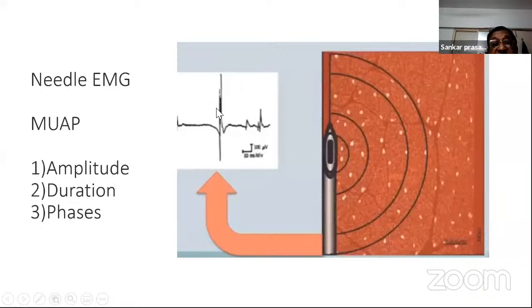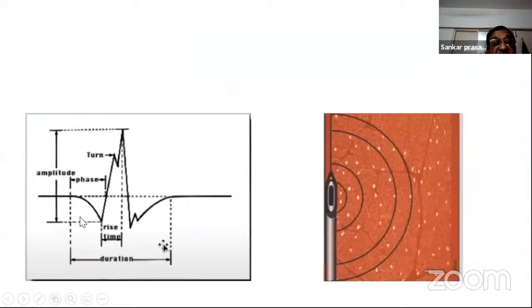And the phases are when the amplitude crosses the baseline. It has to cross the baseline, then only it is called a phase. So you look at the amplitude; the phase has to cross the baseline, and a turn is not a phase, because polyphasia is seen in chronic nerve lesions, and that's very important. So this is the amplitude, this is the phases, this is the duration, and the duration is also increased if the injury is more than 6 to 8 months. So the amplitude, the duration, and the phases will help us.